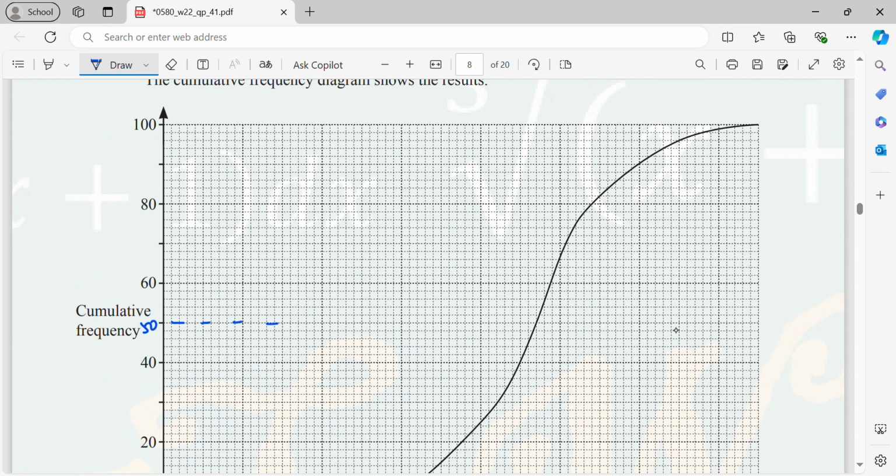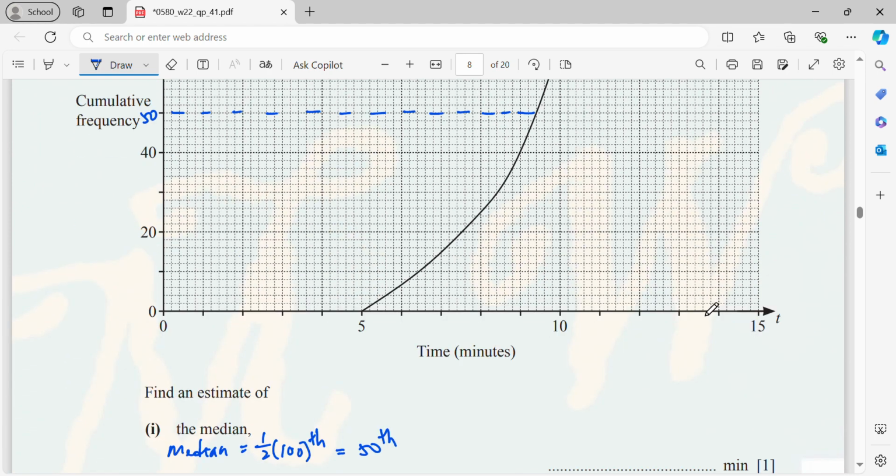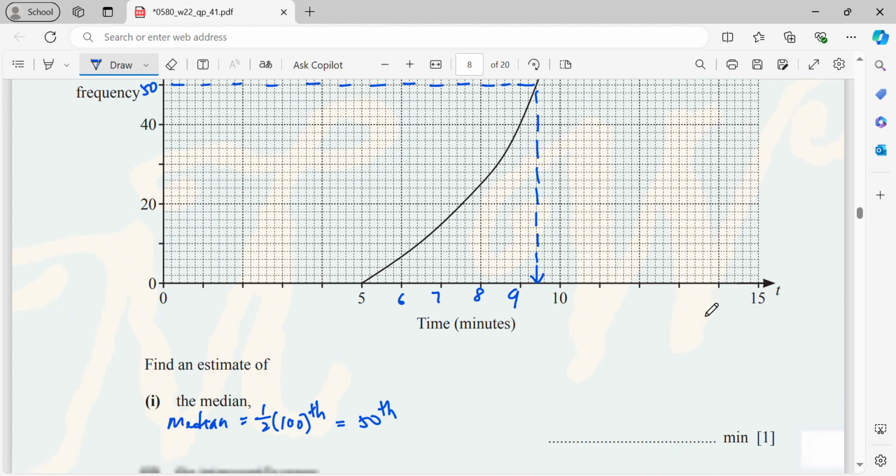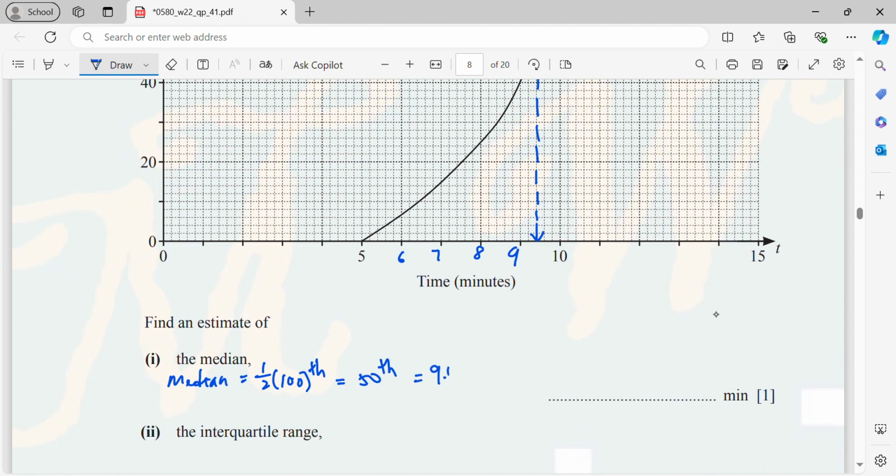So draw a line to the curve. Right, just draw a line. Then after that, you just read from the graph. So we know that here 5, 6, 7, 8, 9, 10, and there are 5 squares for 1 unit. So each unit is 0.2. Therefore, obviously this is 9.4. That is our median value.